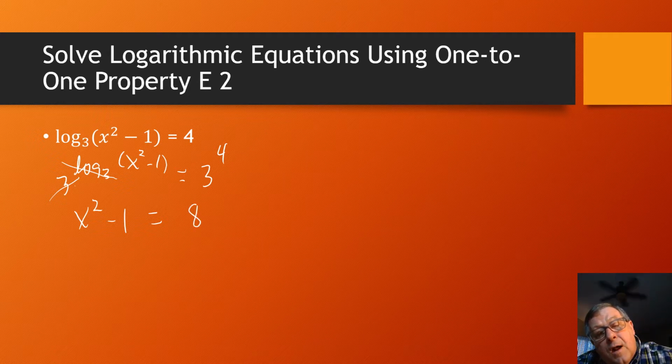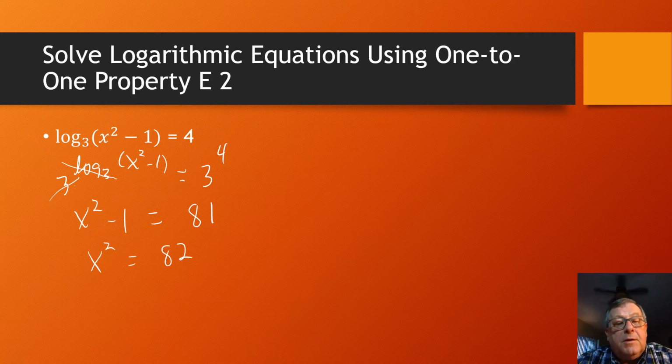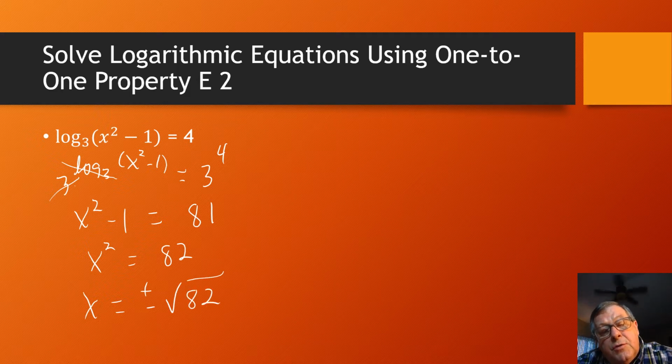3 times 3 is 9, times 3 is 27, times 3 is 81. Shall we add 1 to both sides? Sure we should. X squared equals 82. Then let's take the square root of both sides, so that x is equal to plus or minus the square root of 82. And what would be the square root of 82?